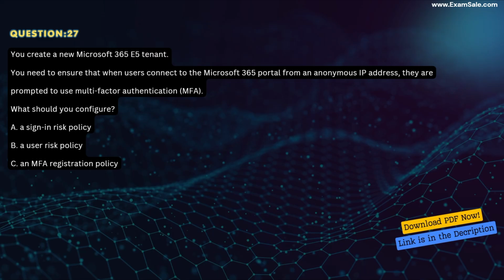Question 27. You create a new Microsoft 365 E5 tenant. You need to ensure that when users connect to the Microsoft 365 portal from an anonymous IP address, they are prompted to use multi-factor authentication (MFA). What should you configure? A. A sign-in risk policy. B. A user risk policy. C. An MFA registration policy. Correct answer, A.